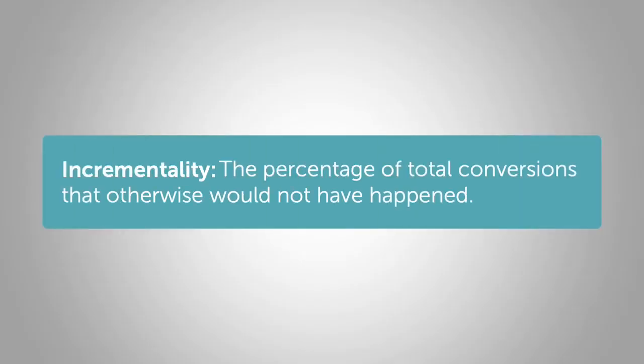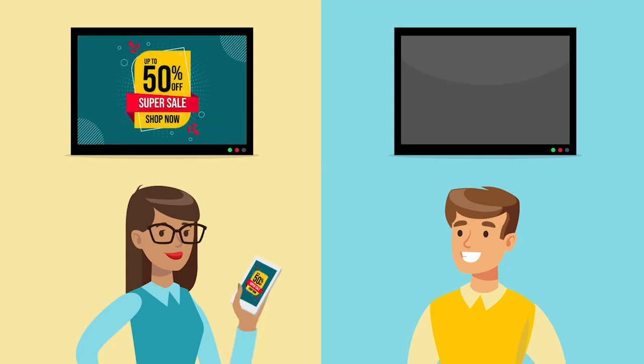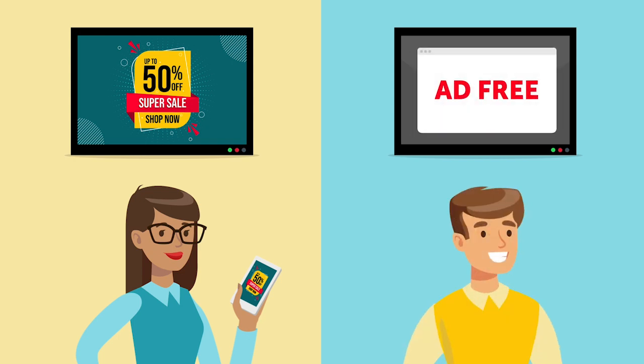In its simplest form, incrementality is the percentage of total conversions that otherwise would not have happened, and when we measure incremental lift, that involves what percent more likely someone who is exposed to a campaign is to convert than someone who is not exposed to a campaign.